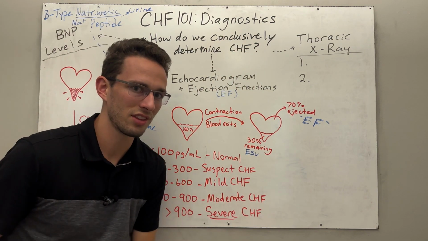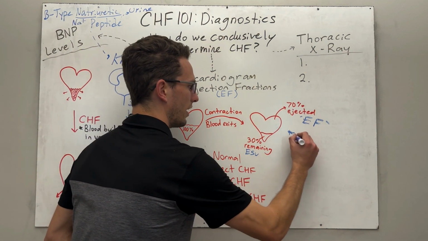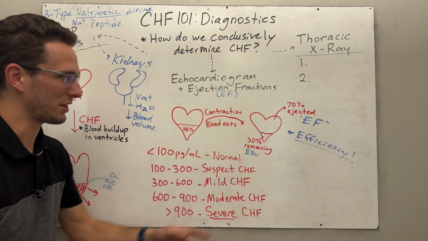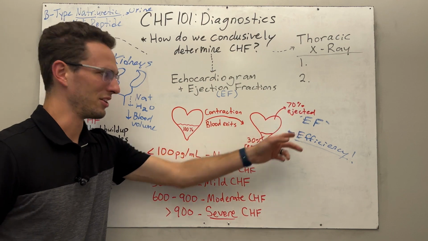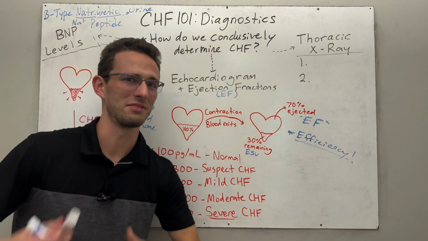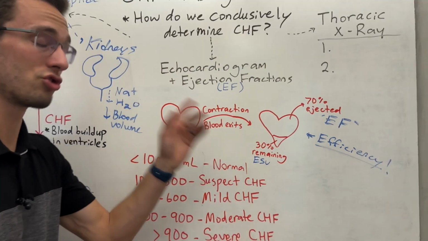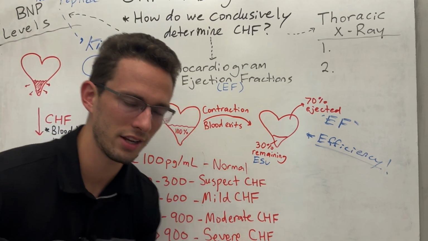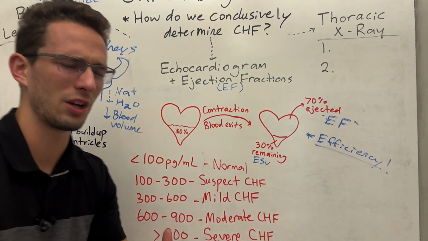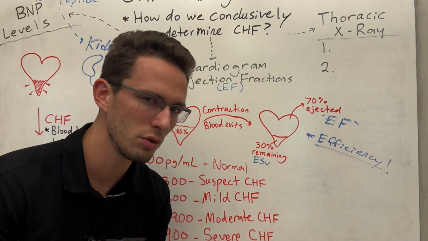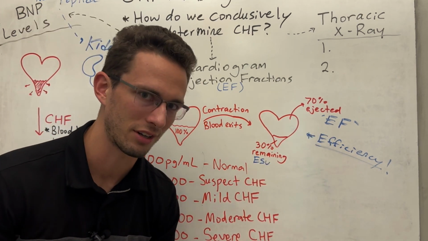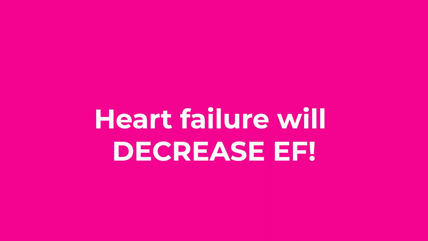Now, once again, I said this is measuring the efficiency of your heart, right? Why is that? Well, because the higher the amount of blood ejected, your heart's doing a darn good job. It's being very efficient, right? So, if you think about heart failure, the blood is pooling in the ventricles, which are getting weaker and weaker and weaker. What do you think will happen to this ejection fraction? Well, it'll likely decrease, right?